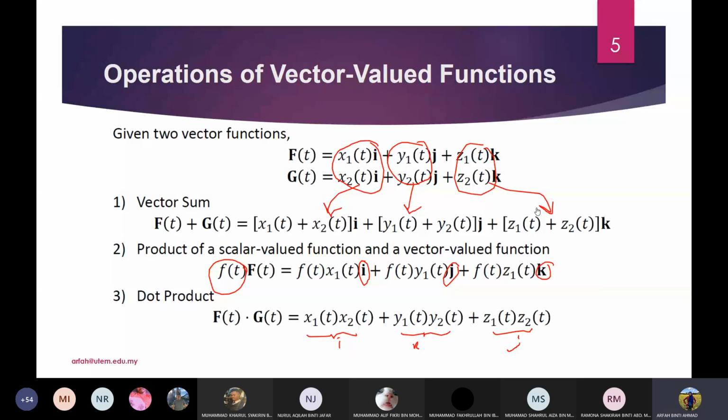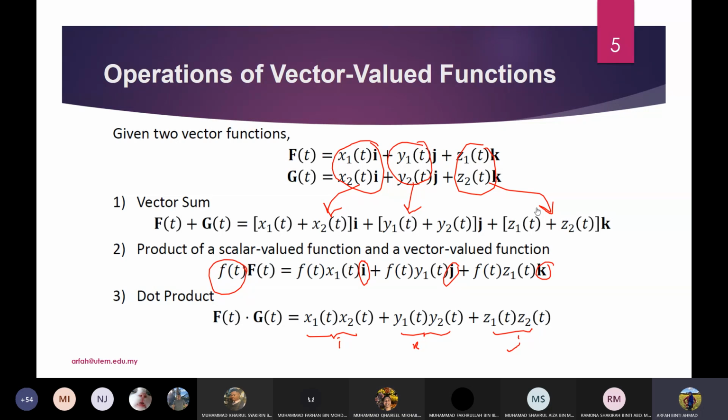Doktor, dia jadi X2, Y2, Z2 ya, Doktor? Yap, dia hanya jadi X1, X2, Y1, Y2, Z1, Z2. Tapi dah tak ada dia punya I, J dan K. So kat mana hilangnya I, J dan K kalau kita buat the dot product? Dia ada dalam function tu. Salah. Lain-lain? Dia jadi scalar ke?